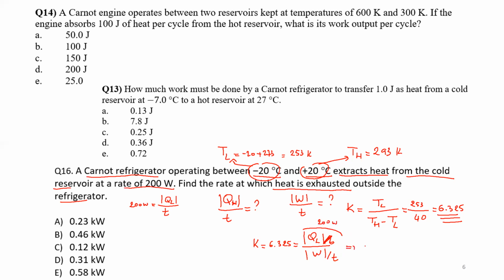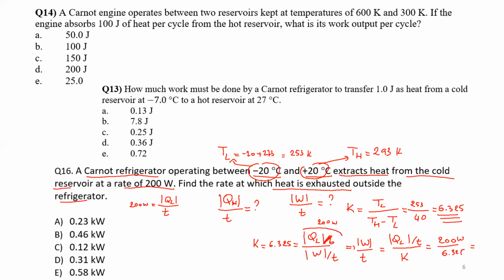So that means I can get the work done per unit time. The work done per unit time will be just the heat extracted from the cold reservoir per unit time divided by the coefficient of performance. So it will be 200 watt, of course, divided by 6.325.